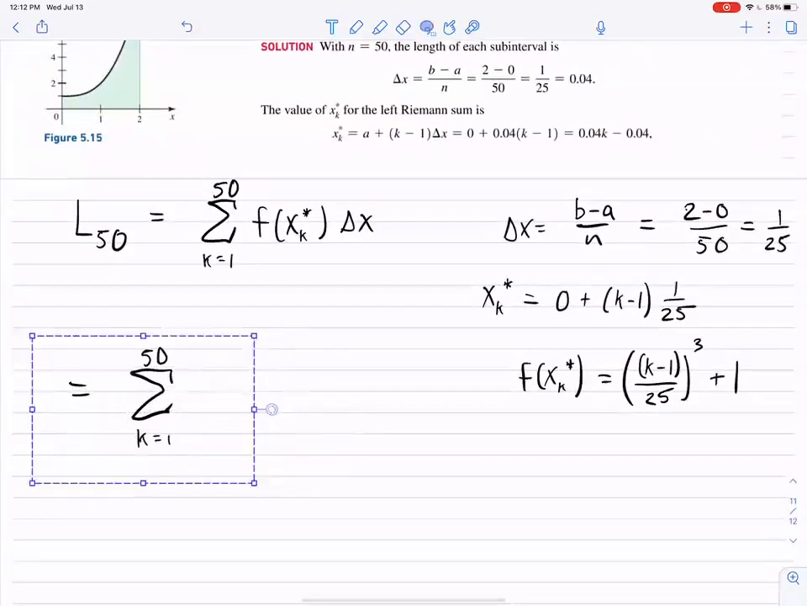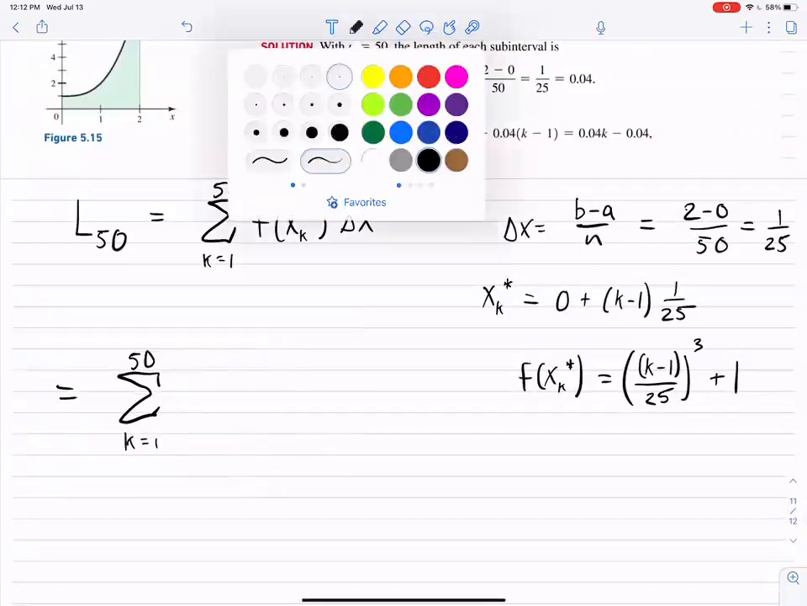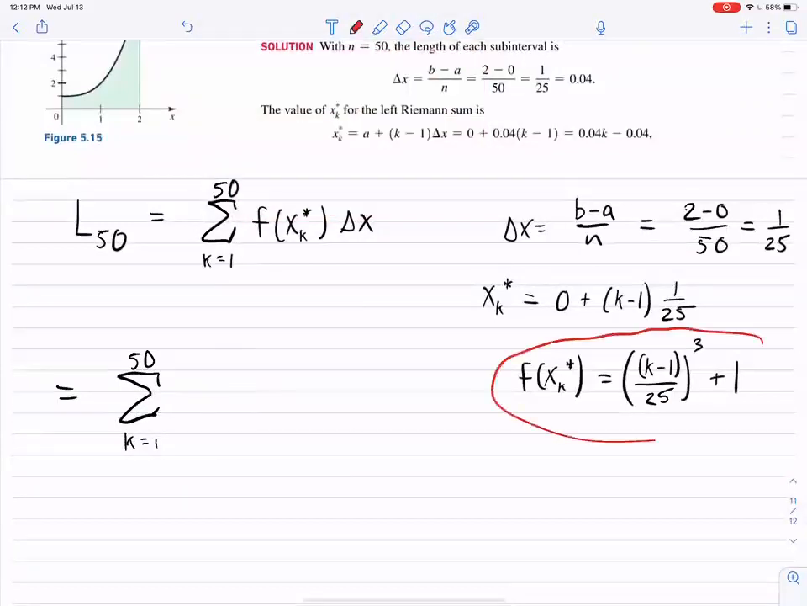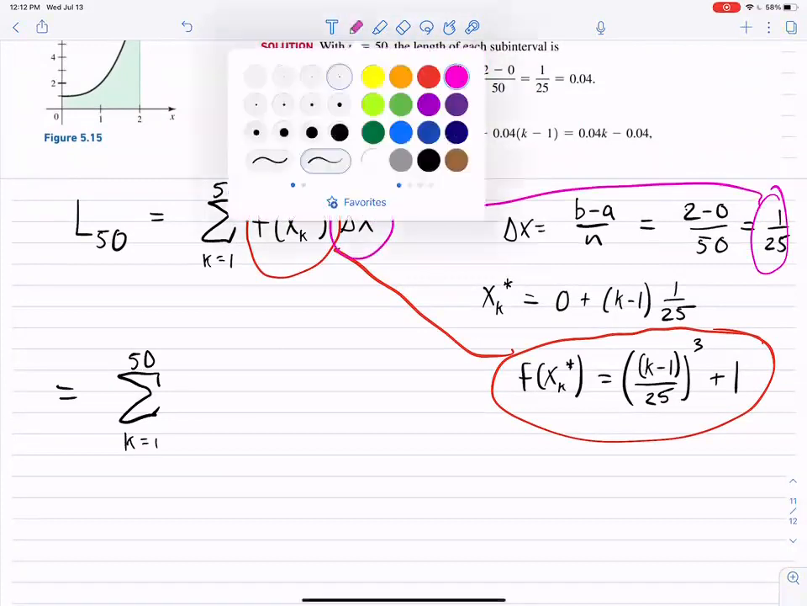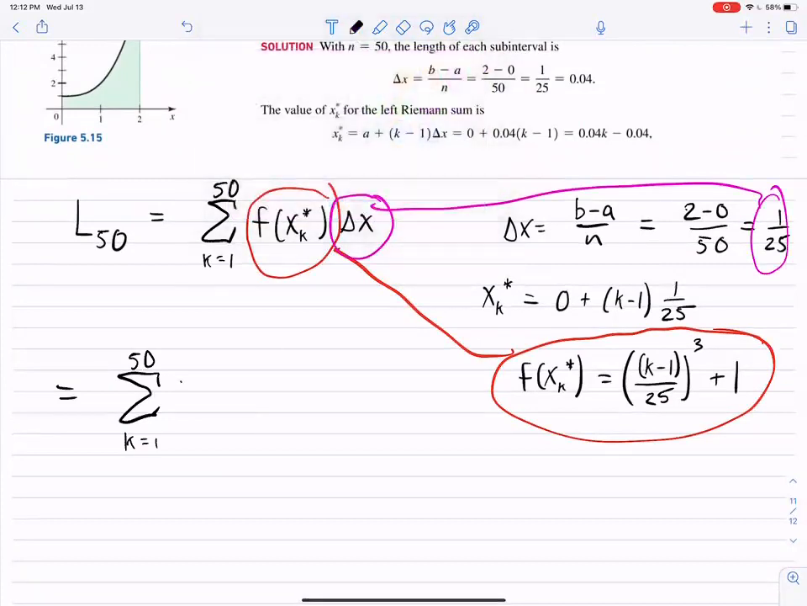And so let's plug in all those pieces. I'm going to plug this in for that, and I'm going to plug in this piece for that. And what do we get? We get k minus 1 cubed over 25.